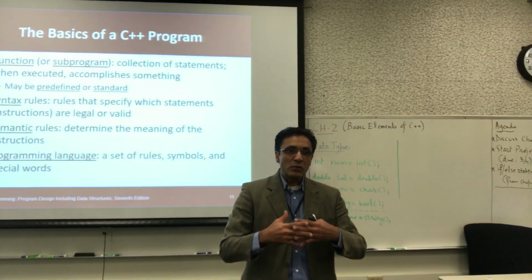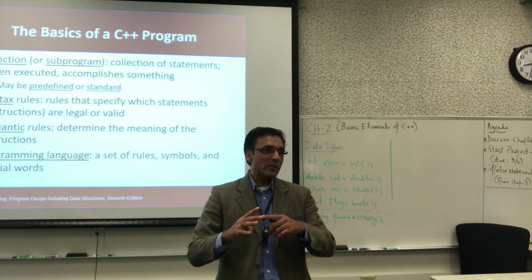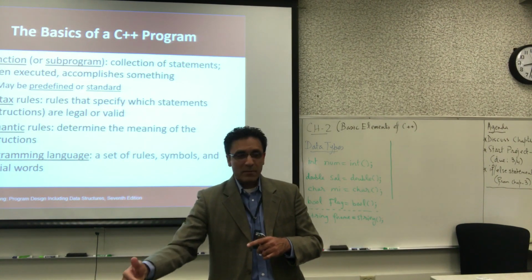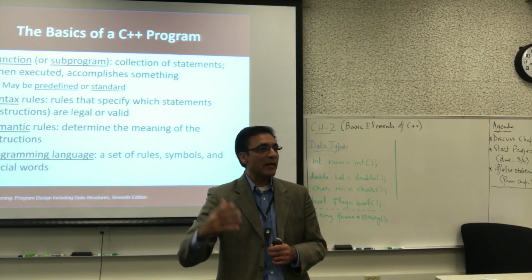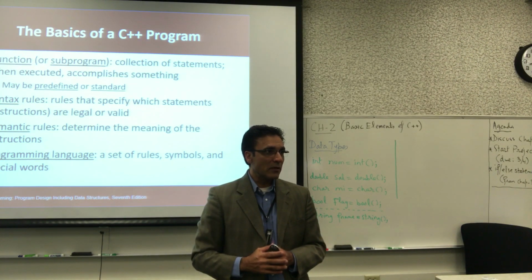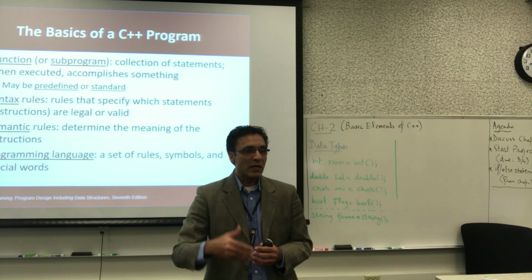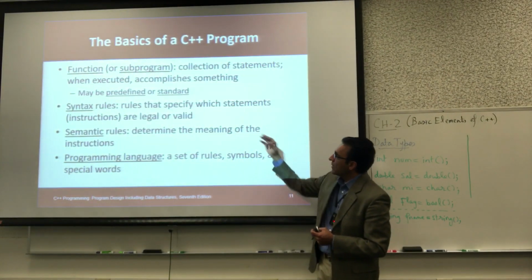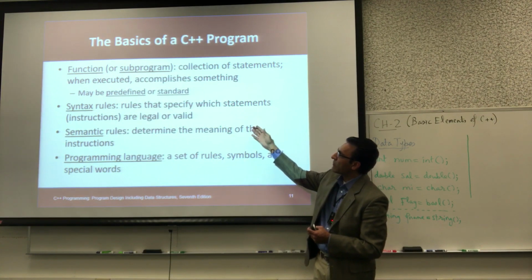Now, some of these rules overlap in these 4 languages, C, C++, C#, and Java. For example, ending a statement with a semicolon. Not all languages must end with a semicolon, but these 4 languages do. So there are certain commonalities, and there are some differences as well. Which statements are legal or valid?